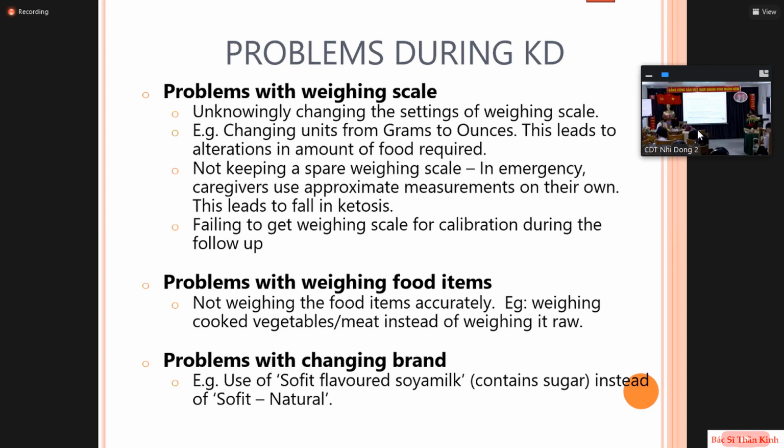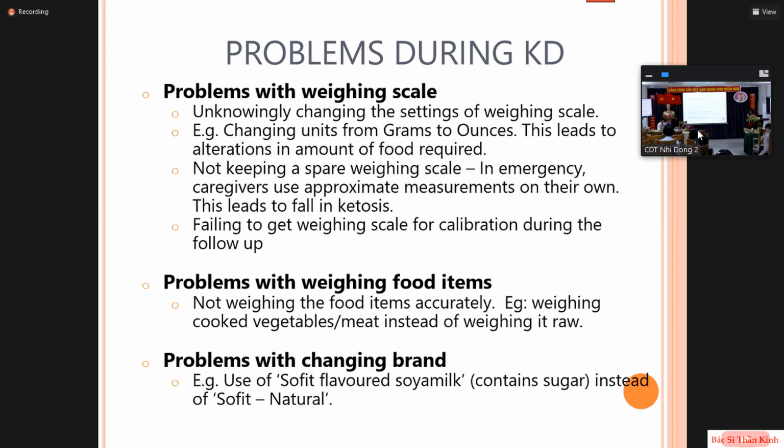They sometimes don't keep a spare weighing scale. So in emergency situations, the caregivers use approximate measurements of their own, which would again be inaccurate, and this leads to a fall in ketosis. Also, for that reason, we ask them to bring the weighing scale to the clinic during the follow-up period, and we try to calibrate it and see whether the weighing scale is working correctly or not. Sometimes they fail to bring it, and we have to always emphasize to them to bring it at each follow-up.